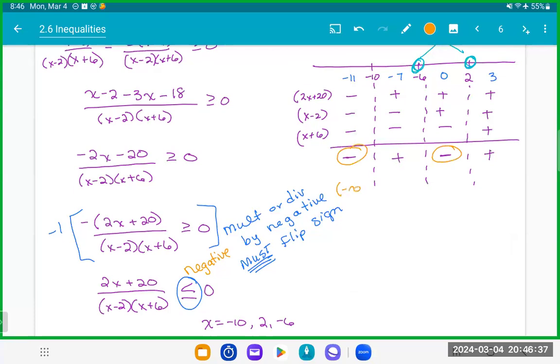And so how does that work? We have negative infinity to negative 10, but we can have equality with the negative 10. And then again, we're over here from negative 6 to positive 2, but we cannot have equality with either the negative 6 or the 2 because of that asymptote from our denominator. Okay? Question.